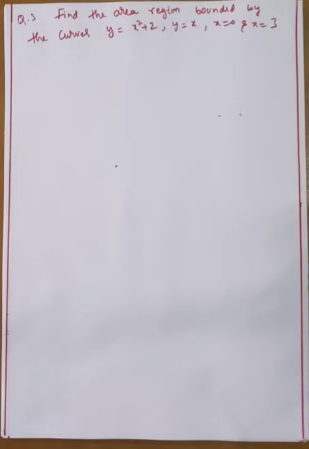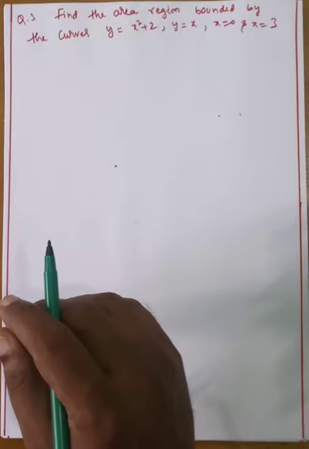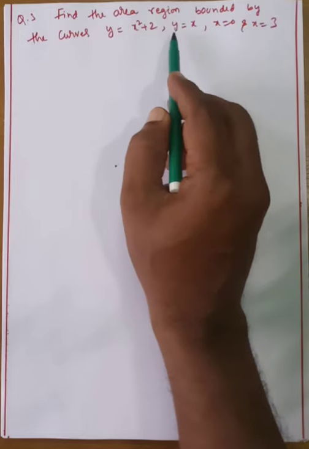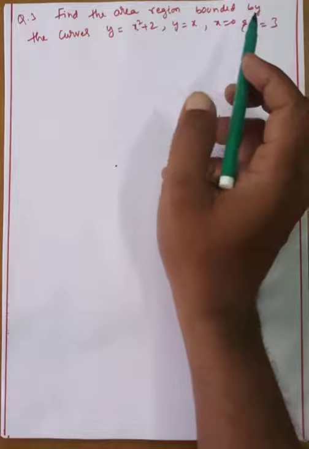Okay, my dear students, we are going to the third problem. What is the third problem? Find the area of the region bounded by the curves. Here two curves are given: y is equal to x square plus 2 and y is equal to x, and ordinates are also given. We cannot find the point of intersection, so just draw the diagram.